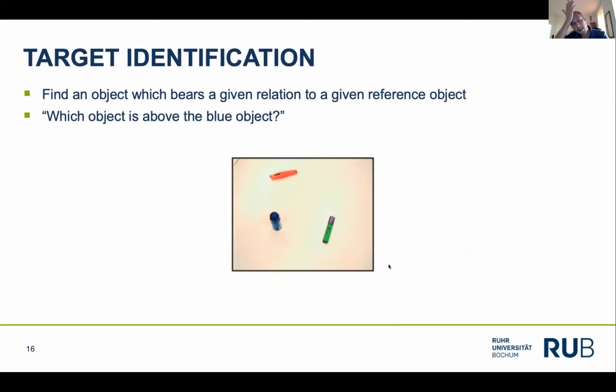The next task that we're going to have a look at is target identification, in which we want to find an object which bears a given spatial relation to a given reference object. So, for example, we might ask, which object is above the blue object? So the reference object would be the blue object, and this time we already specify the spatial relation, it's above. But we now want to know where is the target object and what is its color. So the answer would be the red object is above the blue object.